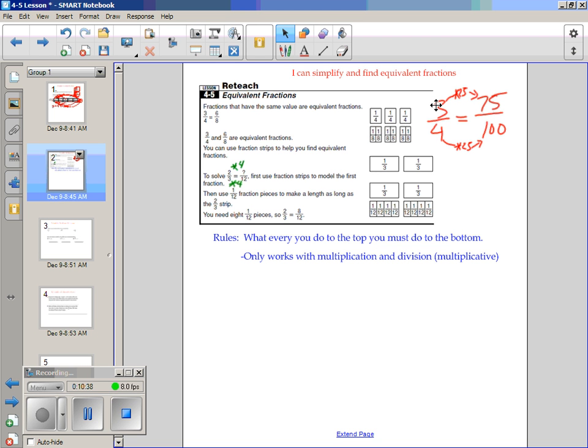So one of the rules that we talked about, I've already shared, whatever you do to the top, you must do the bottom. And here, we get kind of a funny word here. You guys will like this one. This only works with multiplication and division. That means it's multiplicative. Okay?